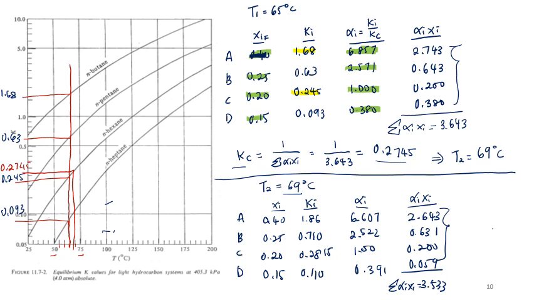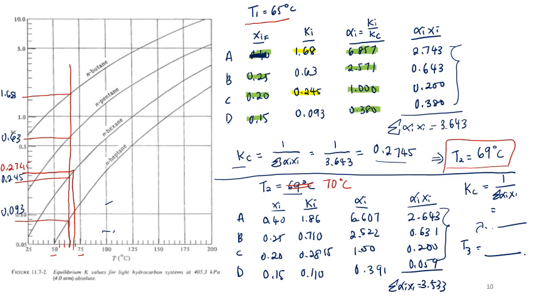So then what you do again is you check the new values of Kc. So Kc equals 1 over the summation of alpha xi, and what is that? And then you check what is the temperature for this value. So apologies, actually these values are read at the temperature of 70 degrees Celsius. Actually in this case, the first temperature you guess is 65 degrees Celsius. After you guess the 65 degrees Celsius, actually then you get the second temperature, which is 69 degrees Celsius. So by right, you should repeat the calculation for 69 degrees Celsius.